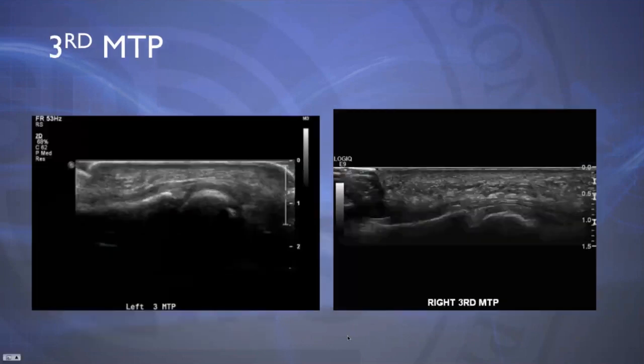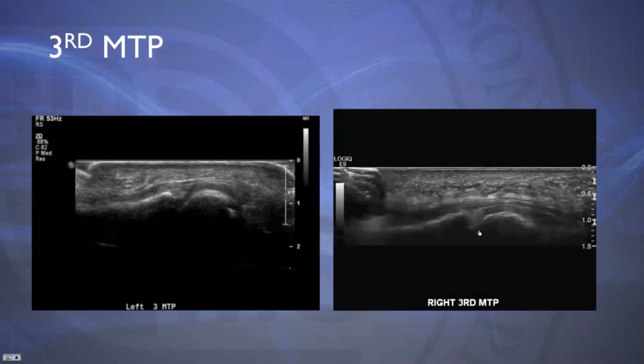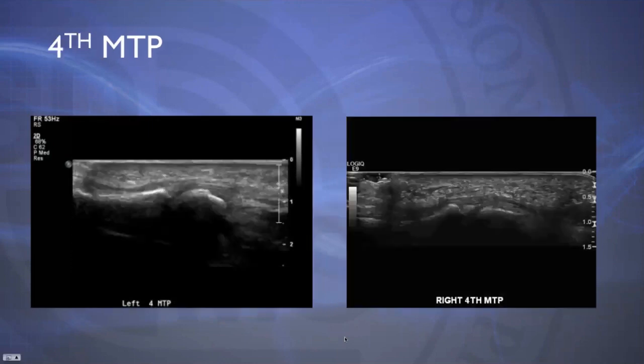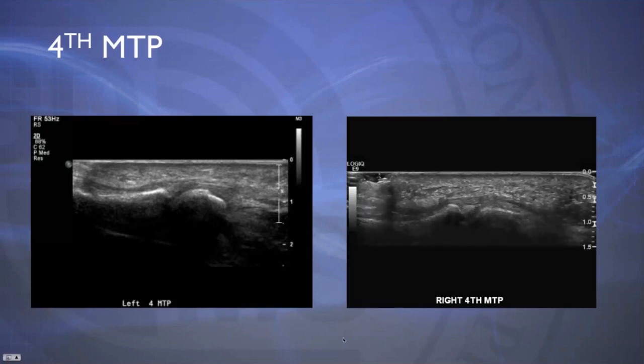The third metatarsal phalangeal joint is next. We can see that it's here. Here's our FDL, and here's our plantar plate. And then we'll do a dynamic evaluation of that plate as well. Moving on to the fourth, again, here's the MTP, the FDL, plantar plate, and then the dynamic assessment. And then moving on to the fifth.